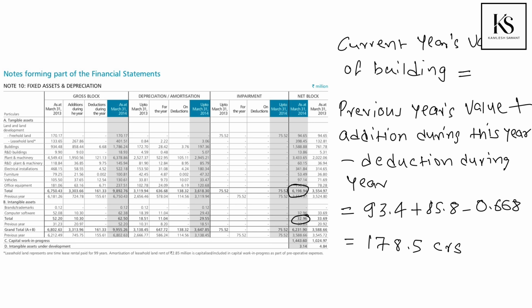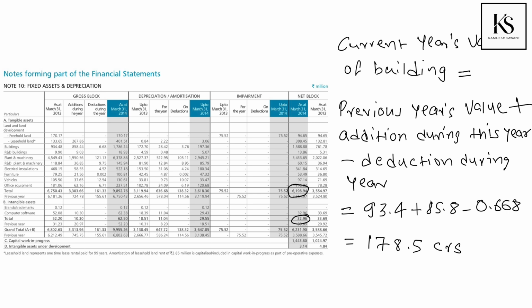That is equal to 93.4 plus 85.8 minus 0.668 is equal to 178.5 crores. Do remember, this is the gross block of the building. From the gross block, one needs to deduct the accumulated depreciation to arrive at the net block.